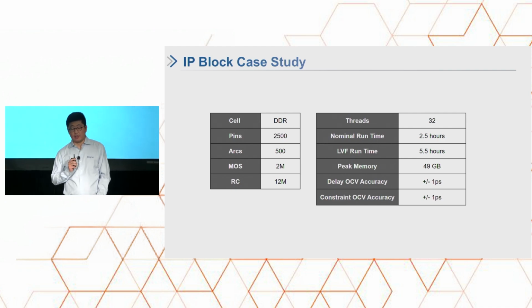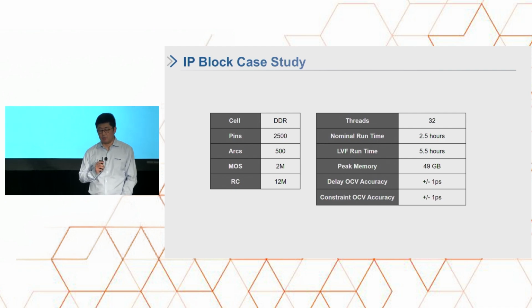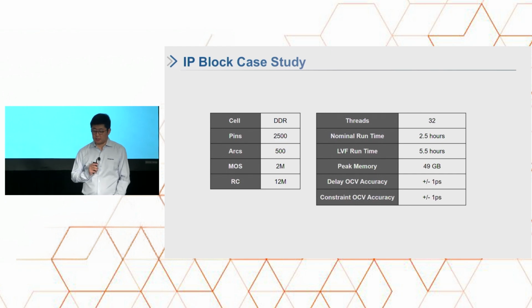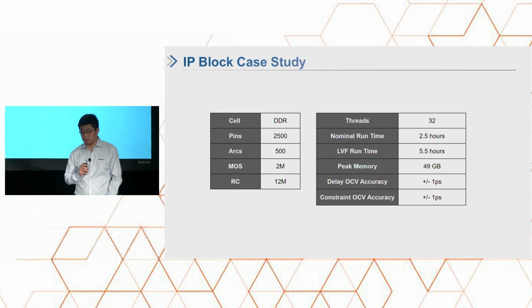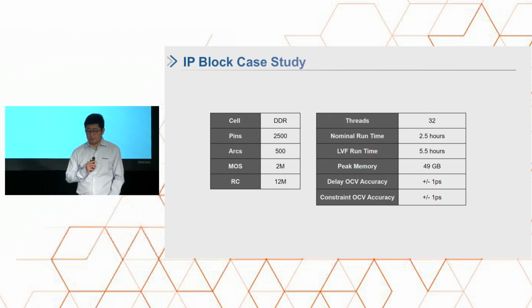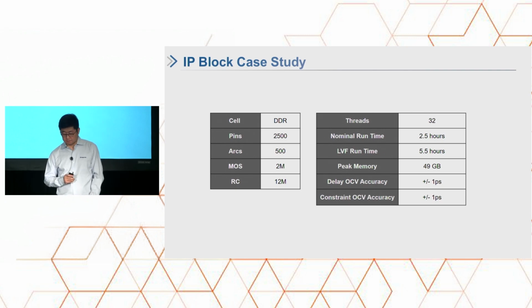And an example for an IP block. This is a DDR block with 2 million transistors in size. We characterize the block in 2.5 hours, and with variation included using only 5.5 hours. And the accuracy is really good, within 1 picosecond of Monte Carlo. Right. This is a real customer design.